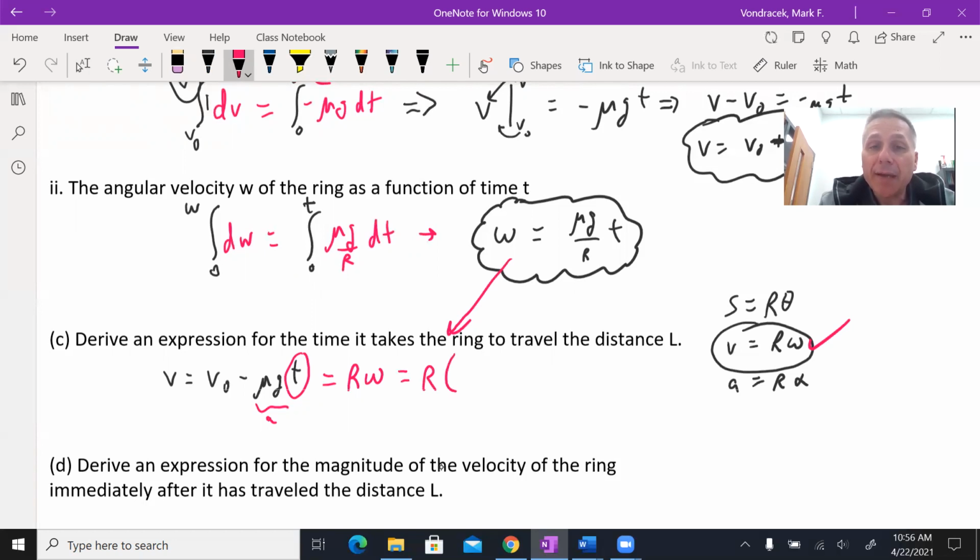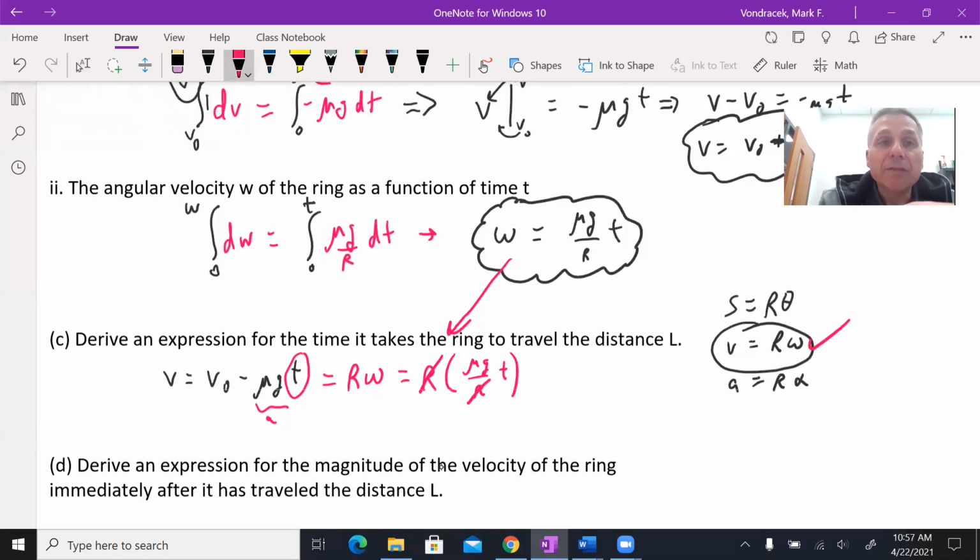I'm going to substitute that in, from the previous part, and check out what we have. Let's play with this a little bit. In this term in the red that I have, the radius drops out.